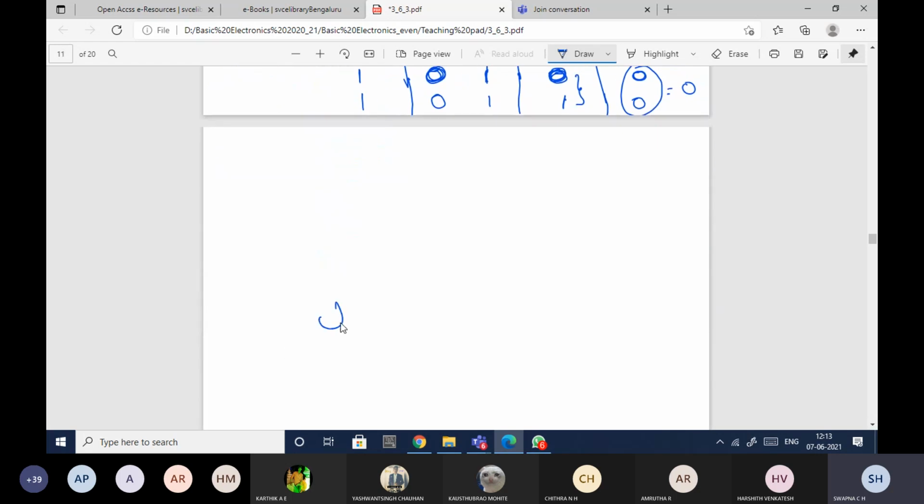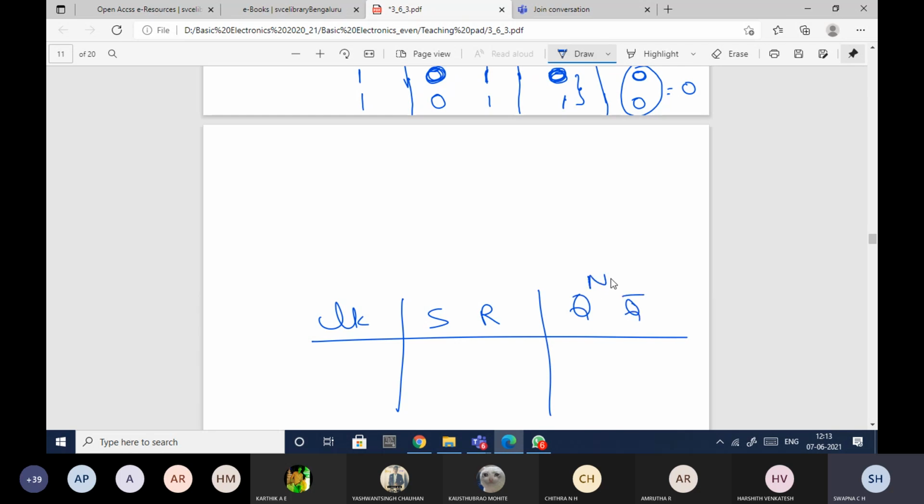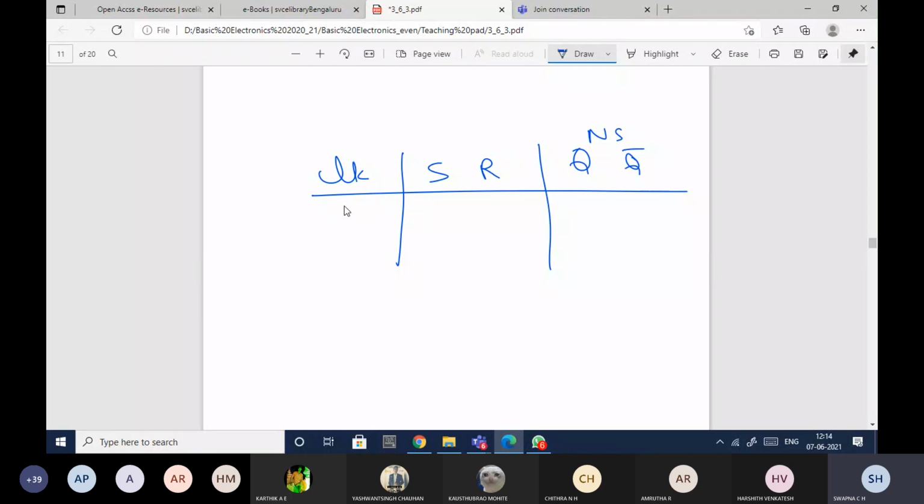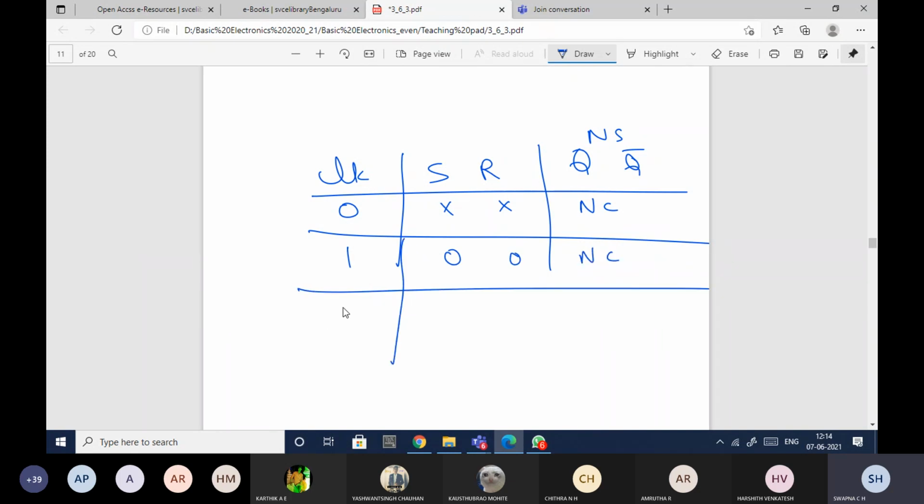See, I'll also write the short truth table where S, R, Q, Q bar. This Q, Q bar are nothing but the next state. Okay, so clock is equal to 0 irrespective of S and R, that will be no change. Clock is 1, 0, 0, no change again. Clock is 1, 0, 1, S value is 0, R value is 1, the next state is always 0.